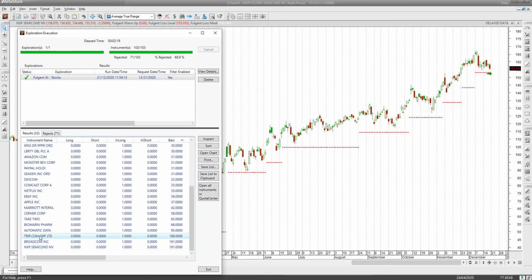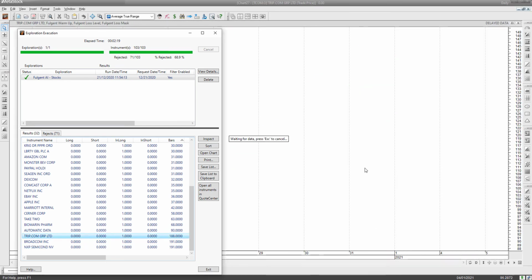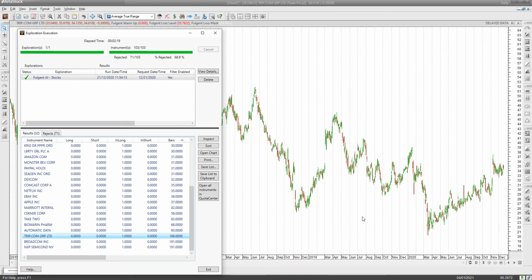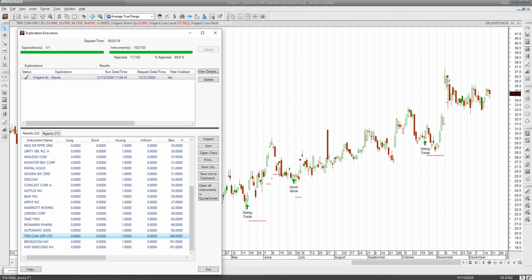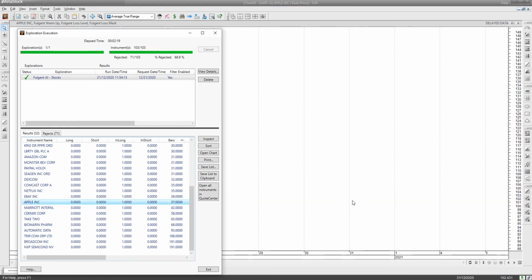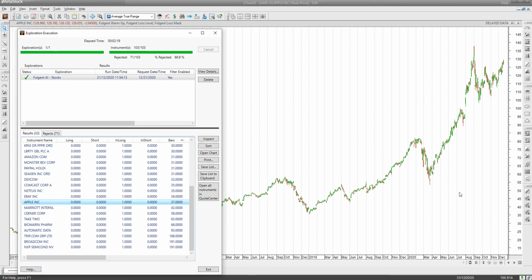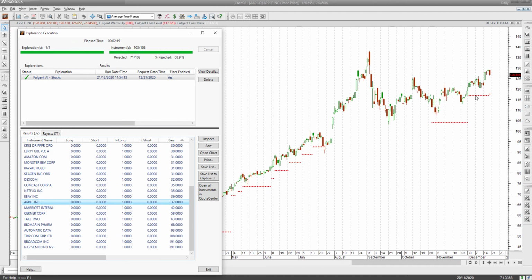ADP, TripAdvisor, Trip.com, I suspect they're going to be hit, but we'll see what the AI thinks of them. Swing trades out there. Why is the next swing trade not coming through? Alright, Apple, 37 days into a trade, that's working out beautifully. You can see the trailing stop losses now moved up, so that's doing very well.